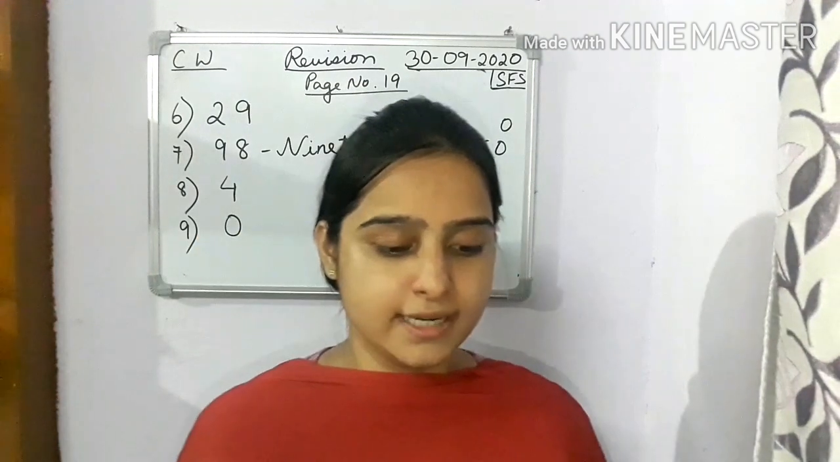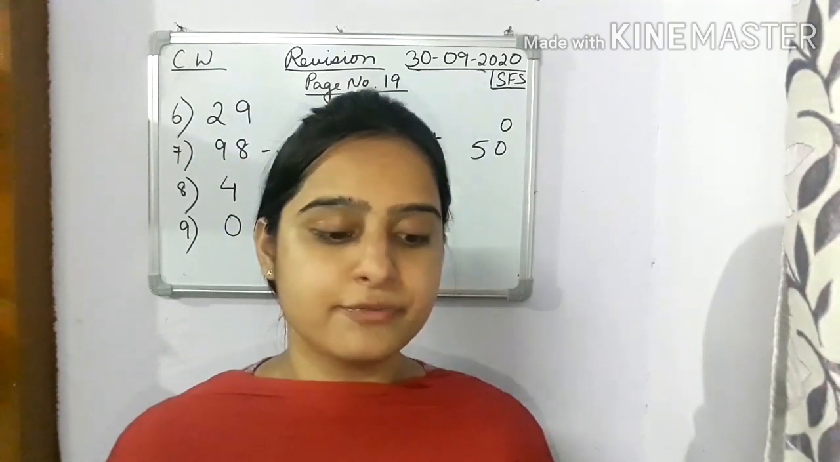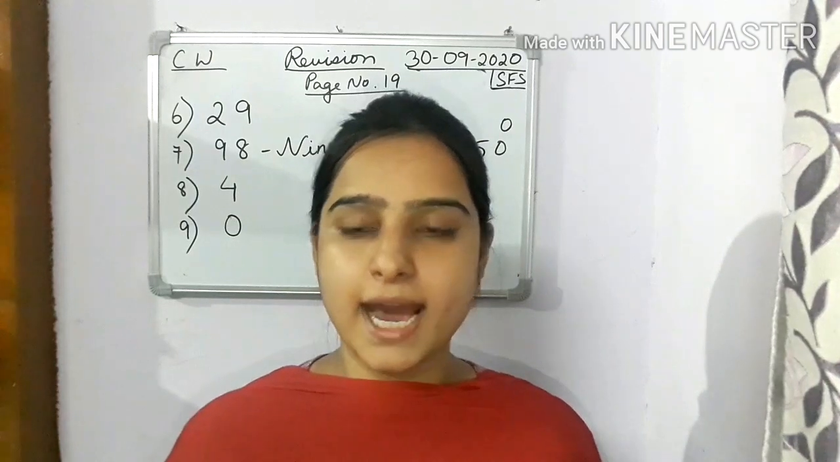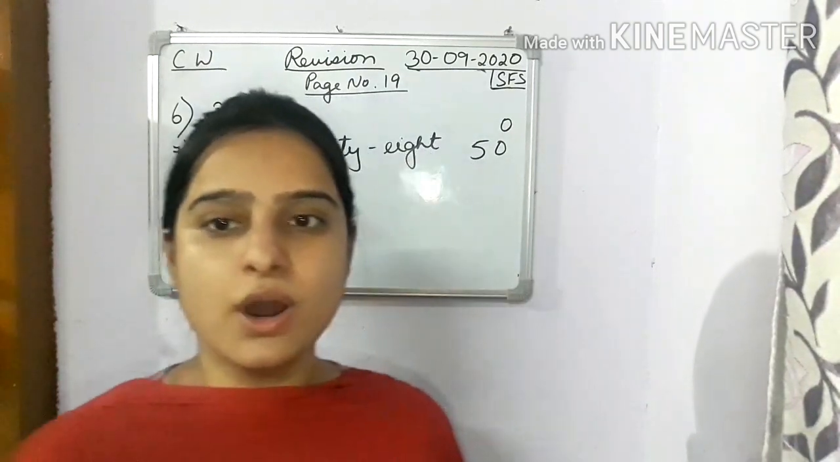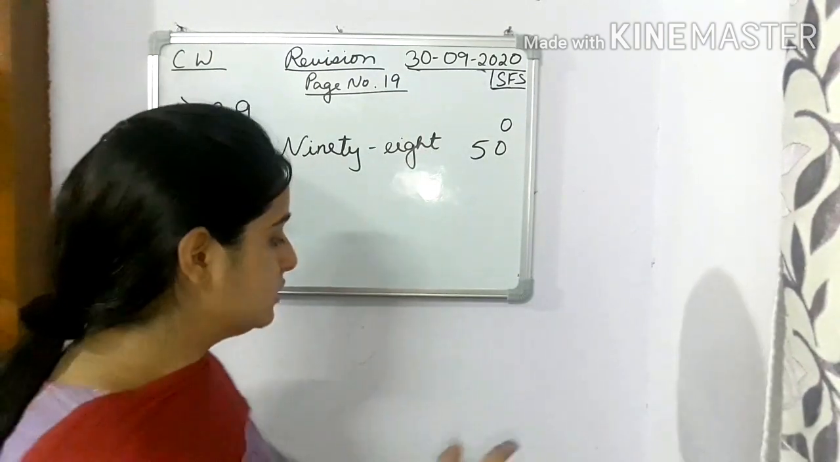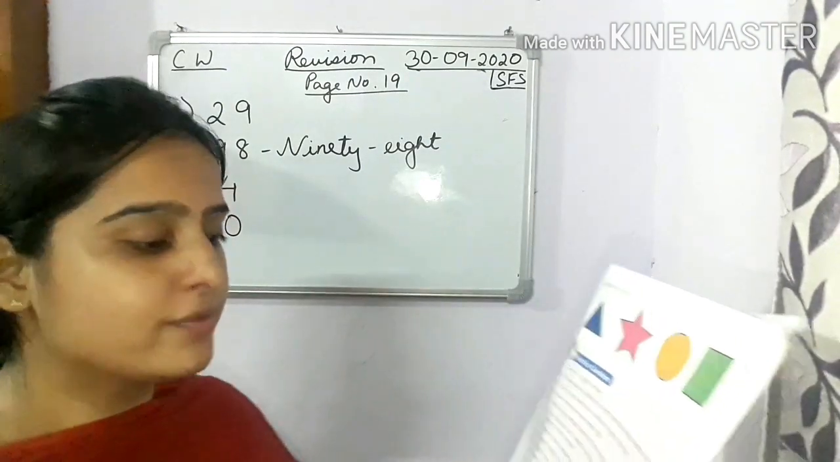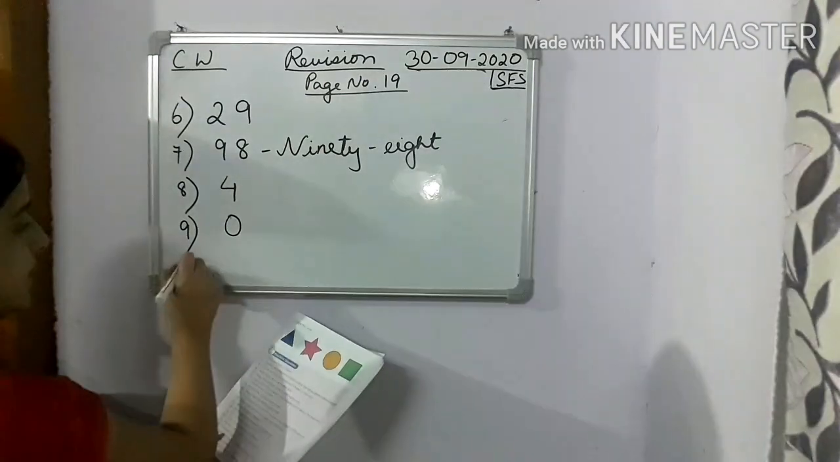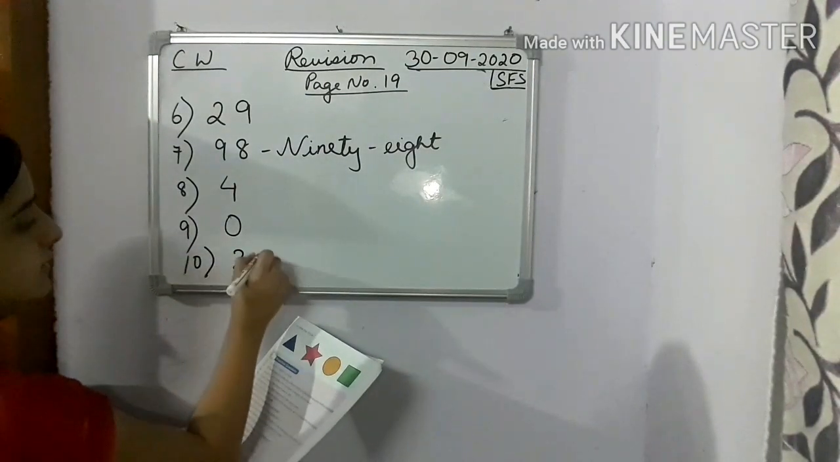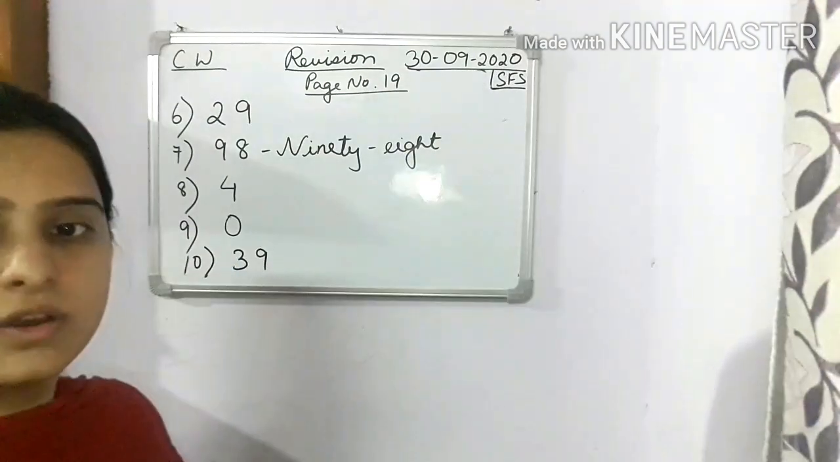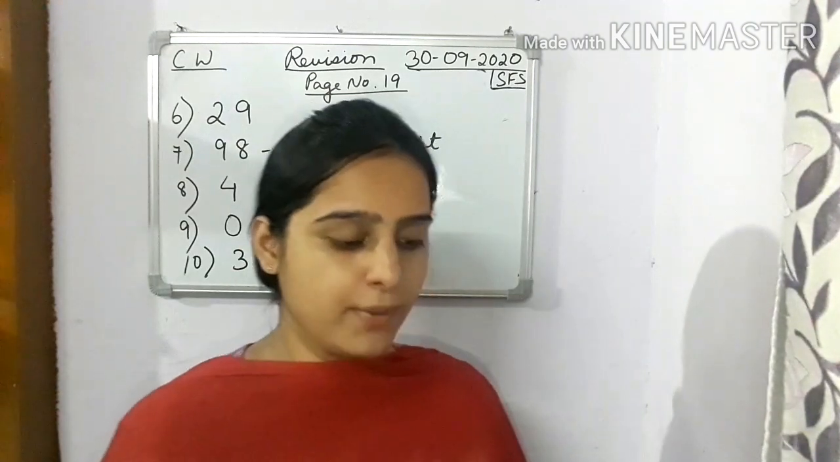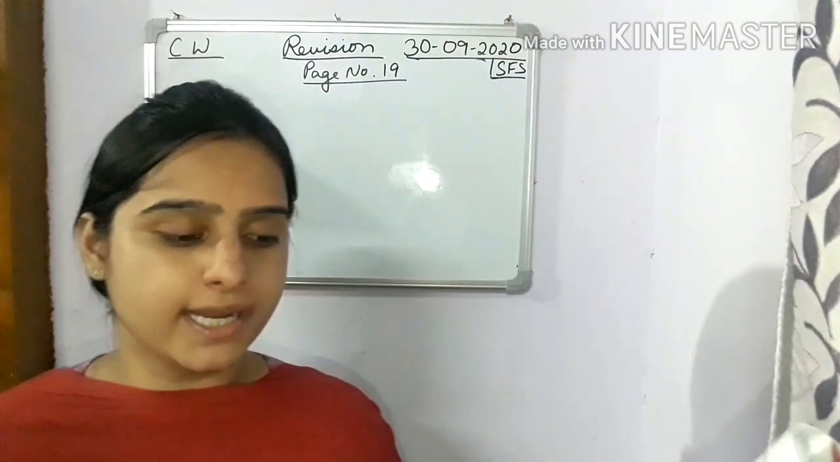Then number 10. What is the number if its number name is thirty-nine? So, you know how to write in numbers. The number name is written here, children. So, you have to write in number. That is 39. Okay.